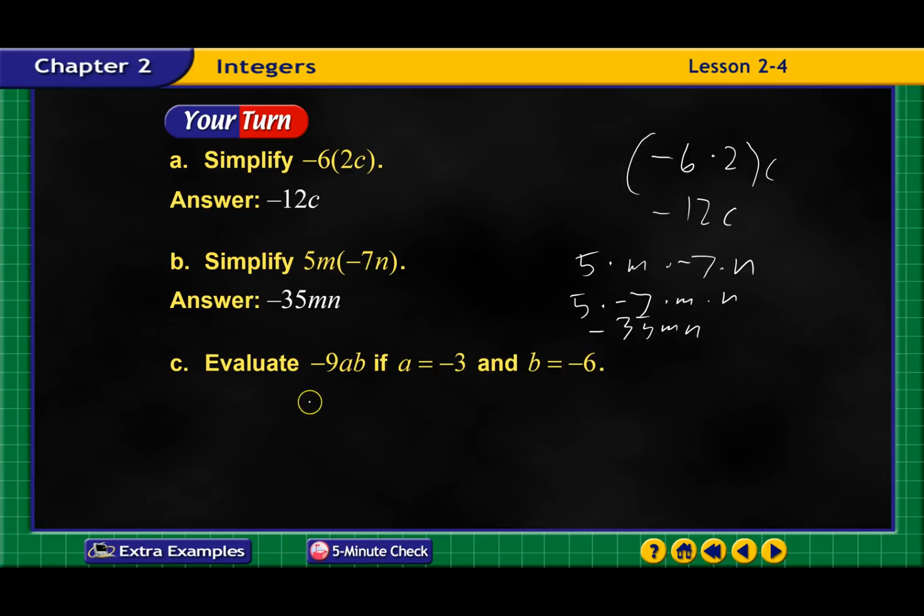All right, substitute these in. -9 times, we'll put it in parentheses here, -3 times -6. Just go left to right. 9 times 3, negative times negative will be a positive, so it'll be a positive 27 times -6. Positive times a negative is going to be a negative number. Punch those into my calculator. It's going to be -162.